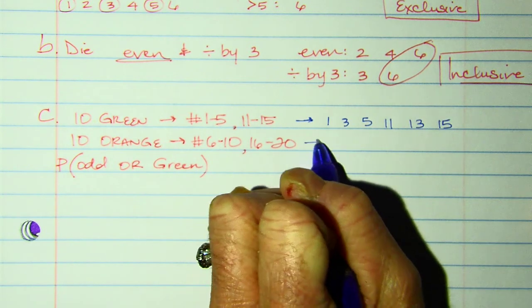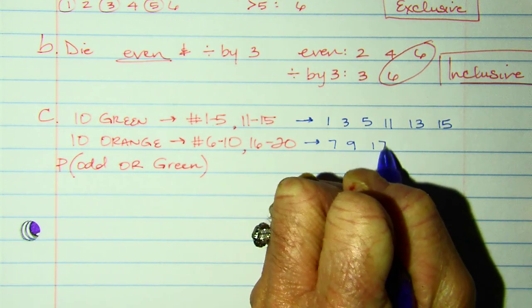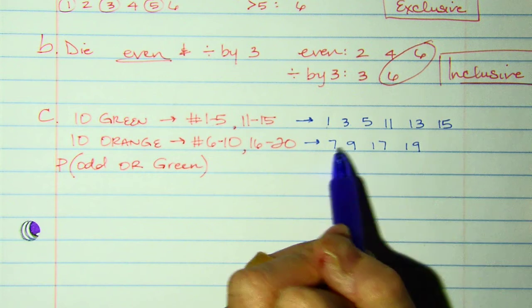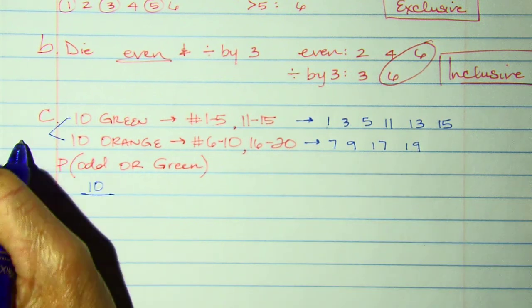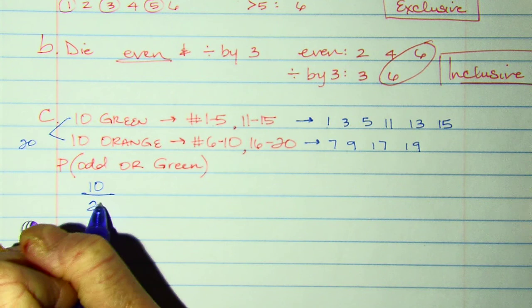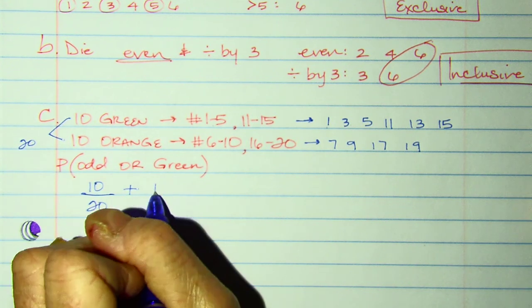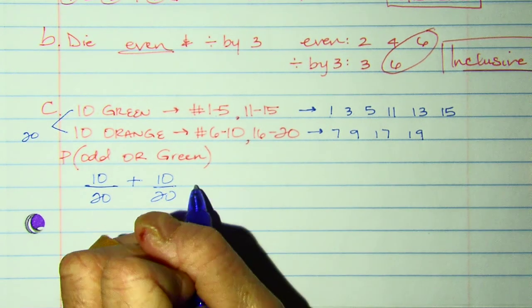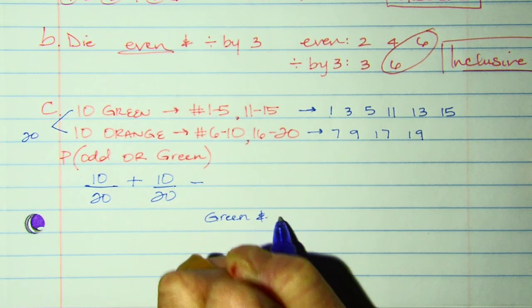Odd here would be 7, 9, 17, and 19. So I have 1, 2, 3, 4, 5, 6, 7, 8, 9, 10. I have 10. There are a total of 20 marbles, so 20, plus green. I have 10 green marbles, right? But I have to subtract all the marbles that are both green and odd.